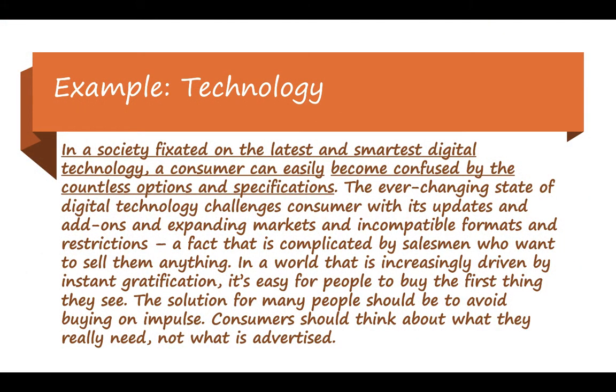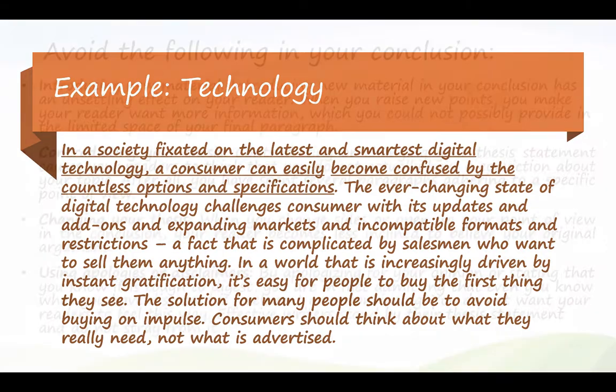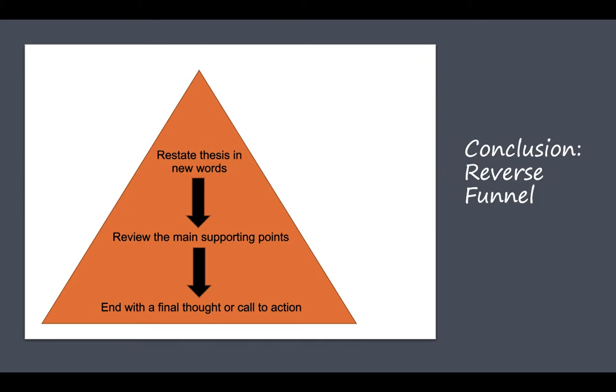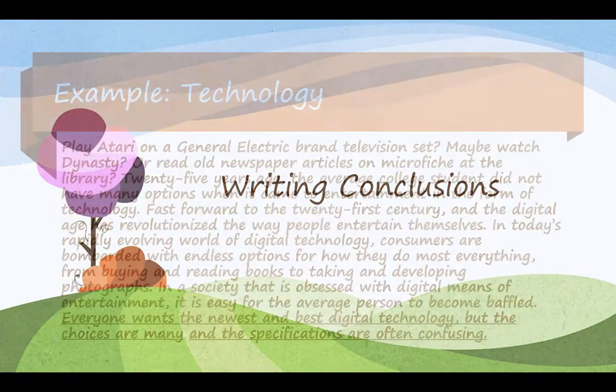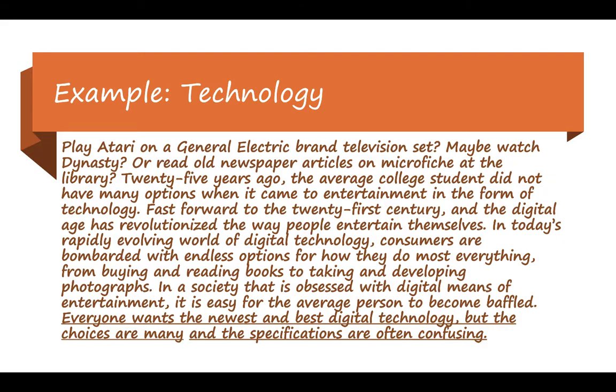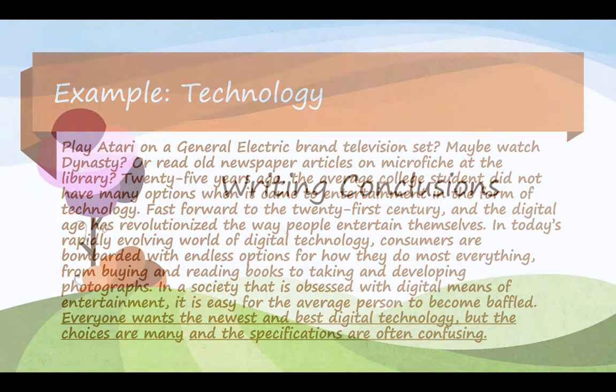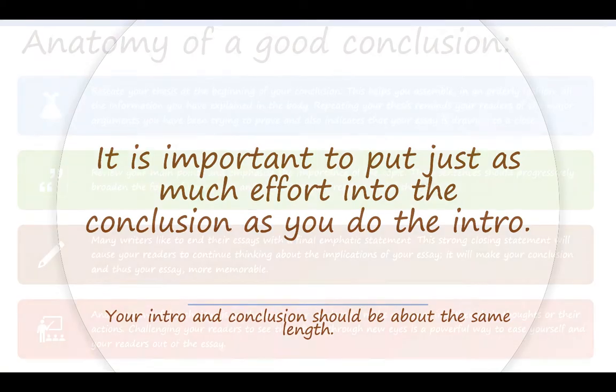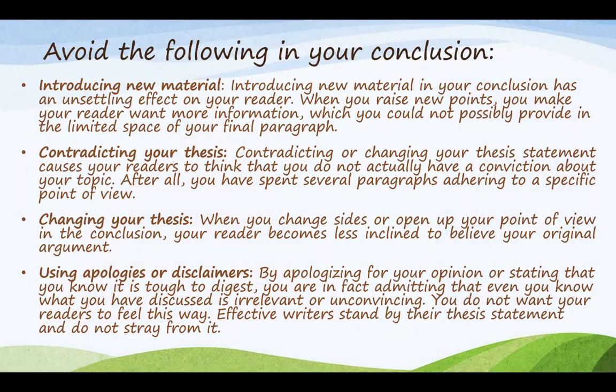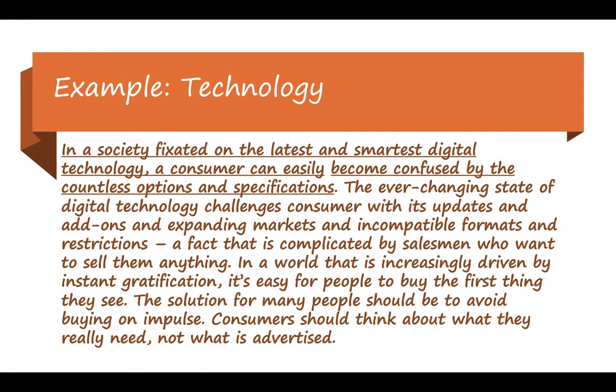All right, so here's an example of the conclusion that goes to that intro paragraph we just read. In a society fixated on the latest and smartest digital technology, a consumer can easily become confused by the countless options and specifications. So if you look back at that, the thesis statement there was, everyone wants the newest and best digital technology, but the choices are many and the specifications are often confusing. So you see how that is a restated version of that same thesis statement. It's not word for word, but it's reminding the audience, okay, this is what we're talking about: everybody wants the new stuff, but it can be confusing.